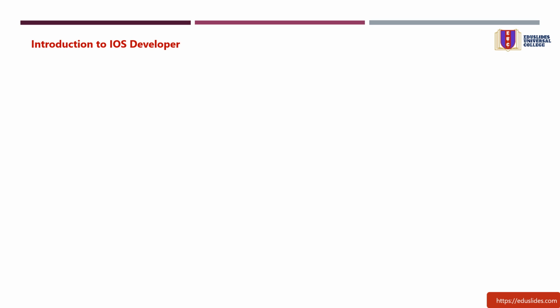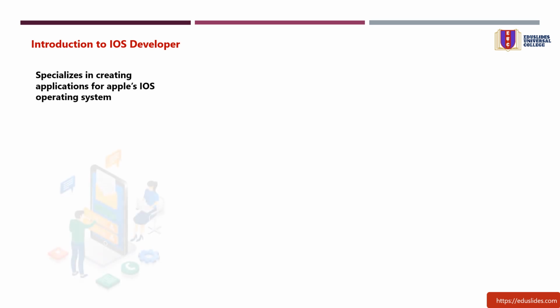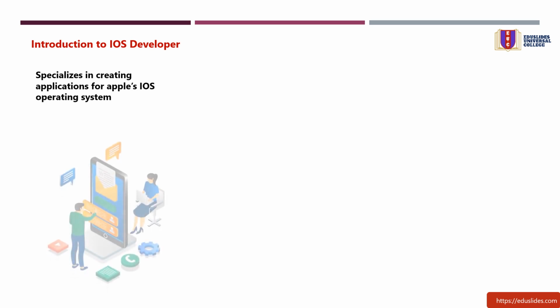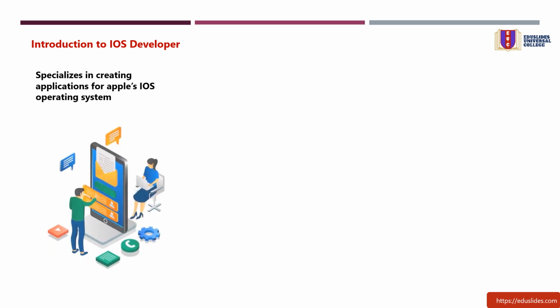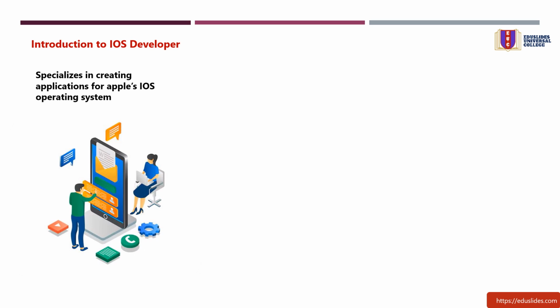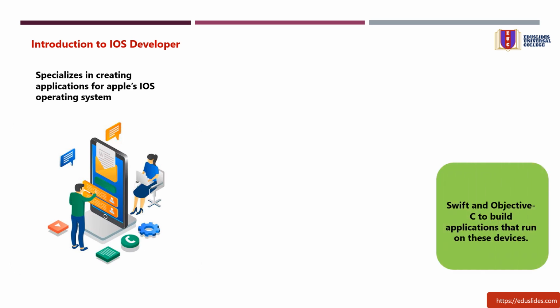Introduction to iOS. An iOS developer is a software developer who specializes in creating applications for Apple's iOS operating system. iOS is the mobile operating system that powers Apple devices such as the iPhone, iPad, and iPod Touch. iOS developers use programming languages like Swift and Objective-C to build applications that run on these devices. Here's an introduction to some key aspects of iOS development.